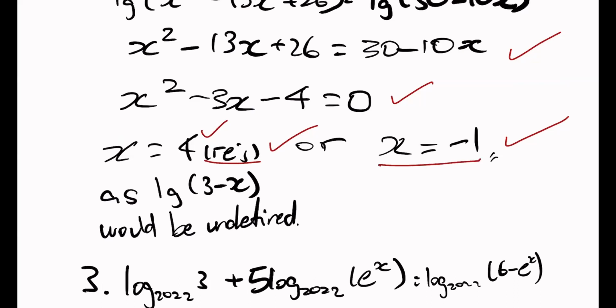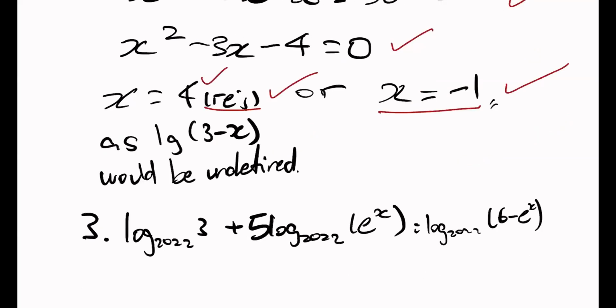Because if you try to substitute into the argument x squared minus 13x plus 26, or the other argument 3 minus x, it will still be positive. Okay, good. Next one, part 3.